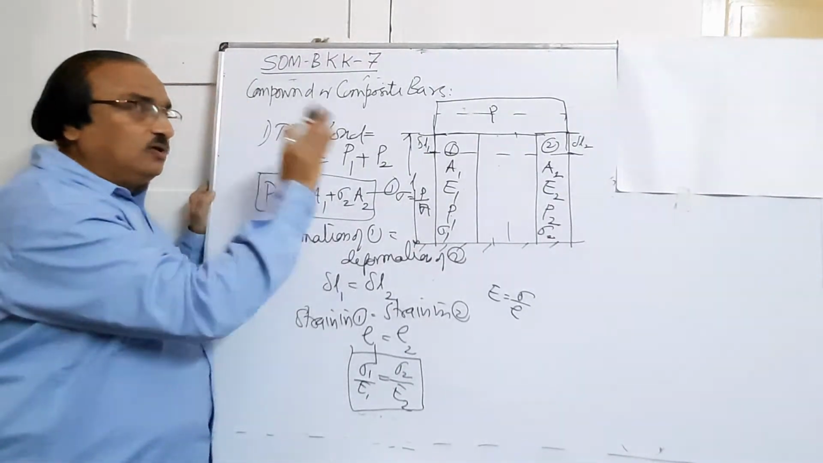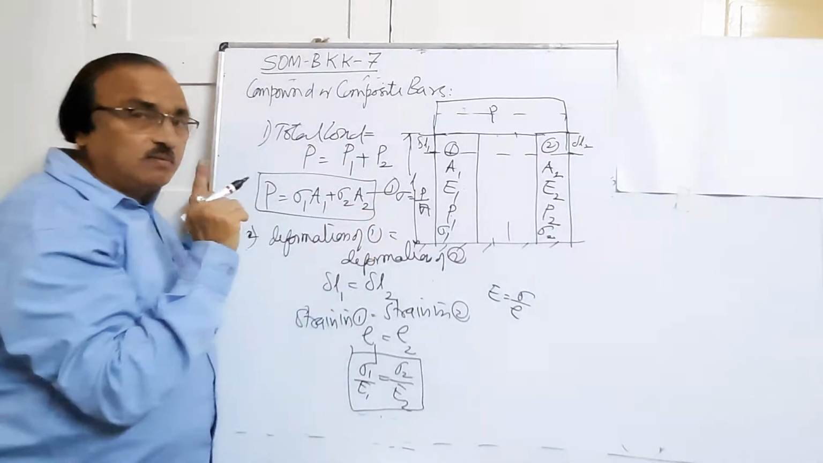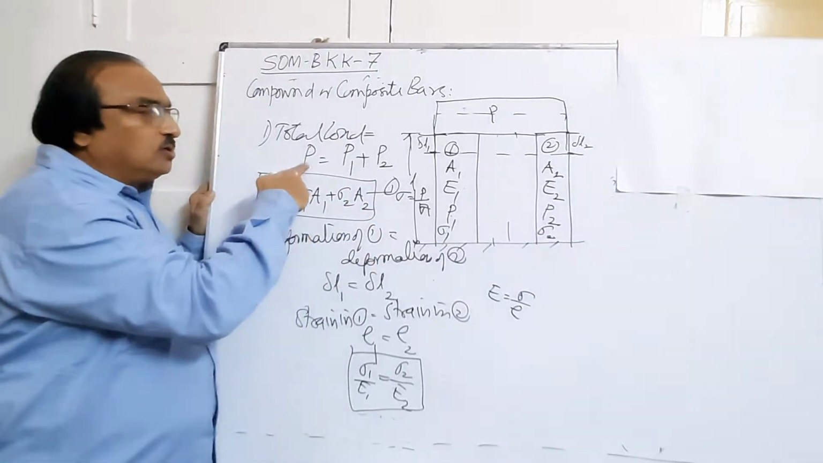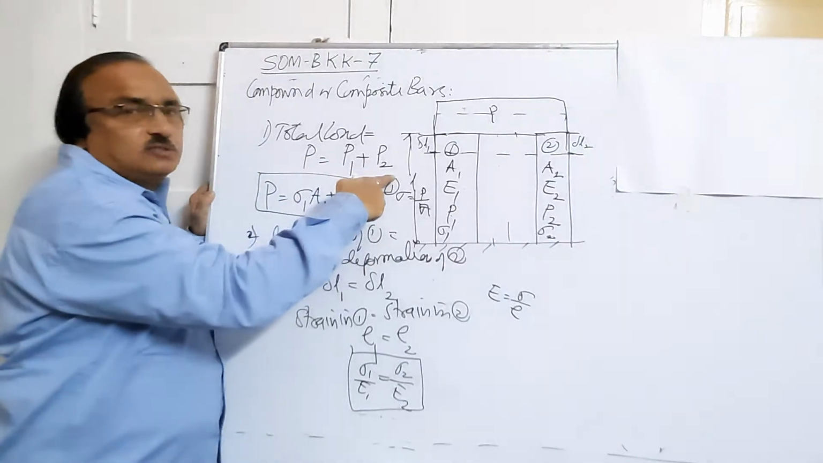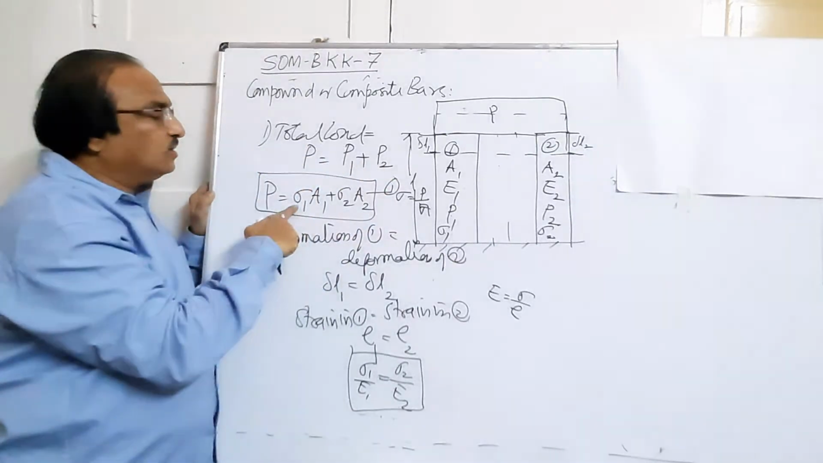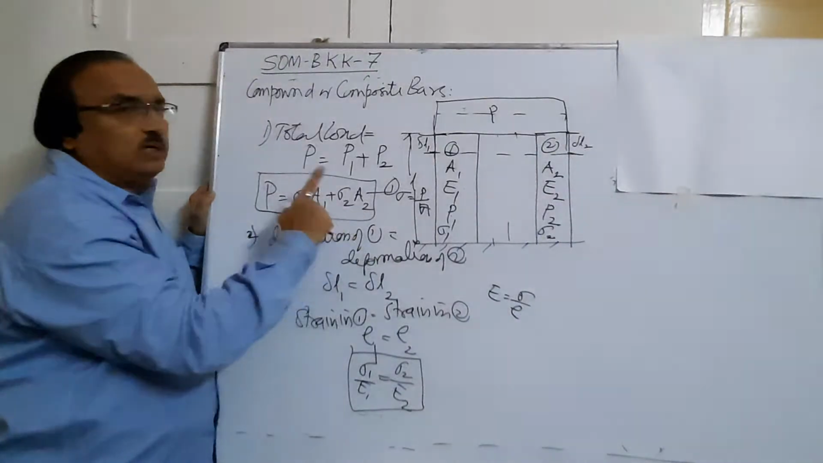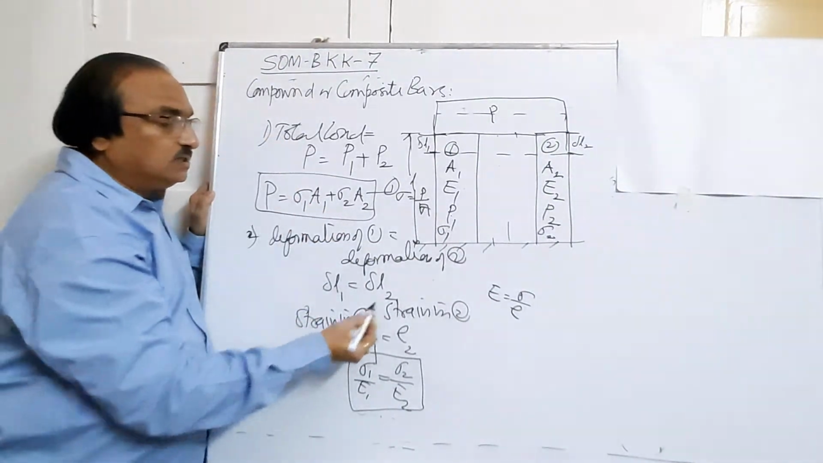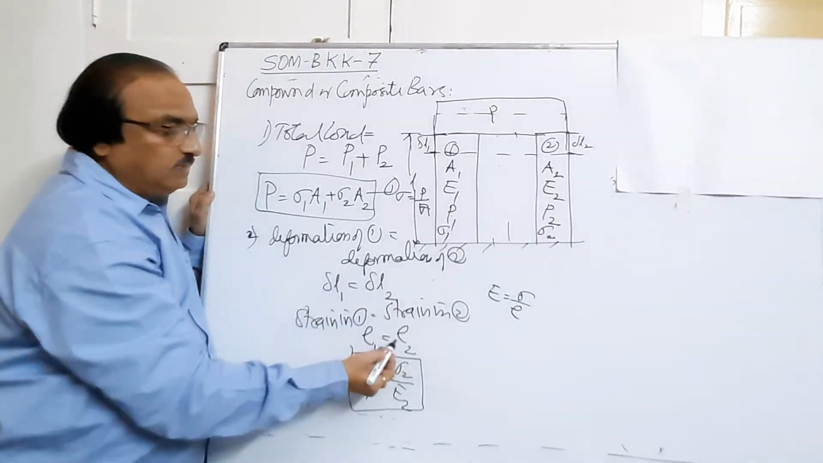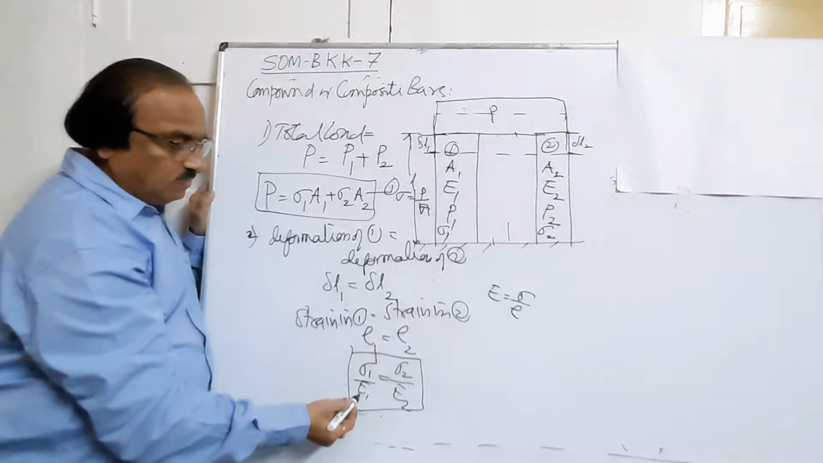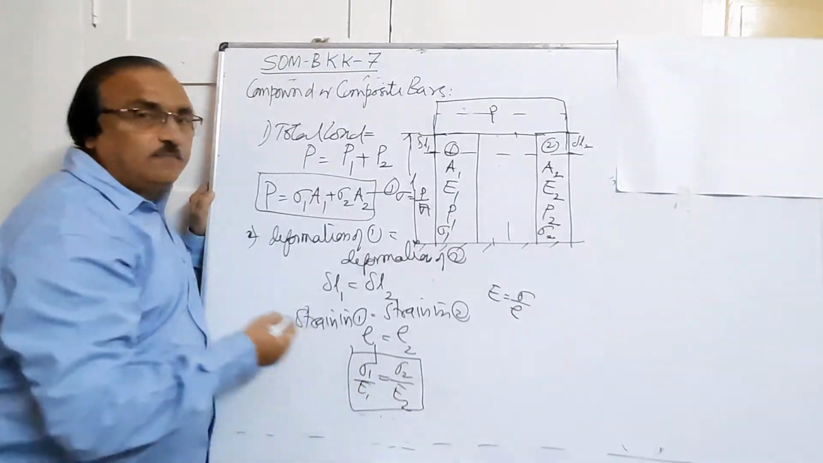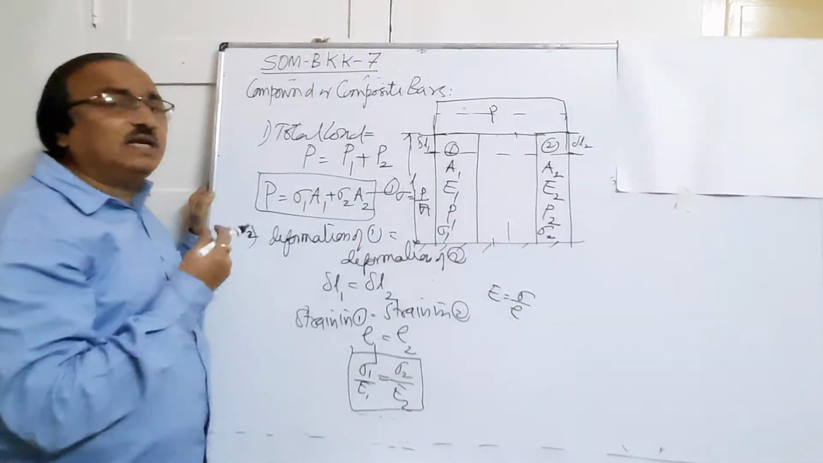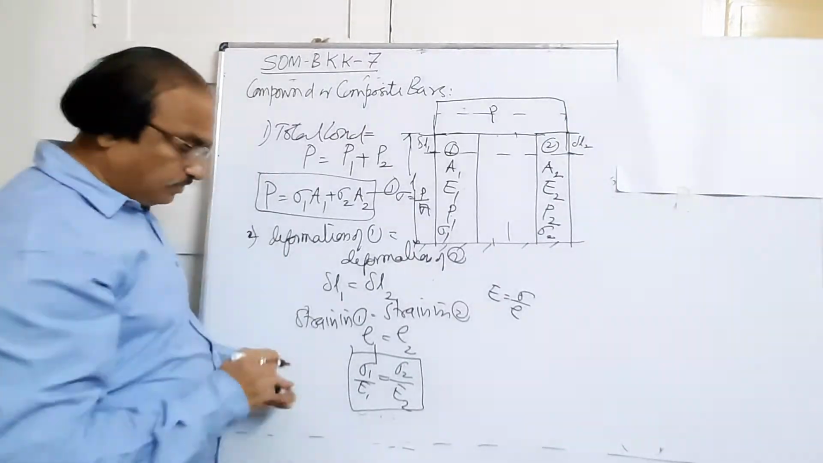Now, whenever you come across such type of bar, remember two conditions. One is total load is equal to load in 1 plus load in 2, which will be equal to sigma 1 A1 plus sigma 2 A2, one condition. Second condition is strain in 1 is equal to strain in 2. So E1 will be equal to E2, or sigma 1 by E1 must be equal to sigma 2 by E2. So using these two conditions, we can find out the stresses in any composite members.